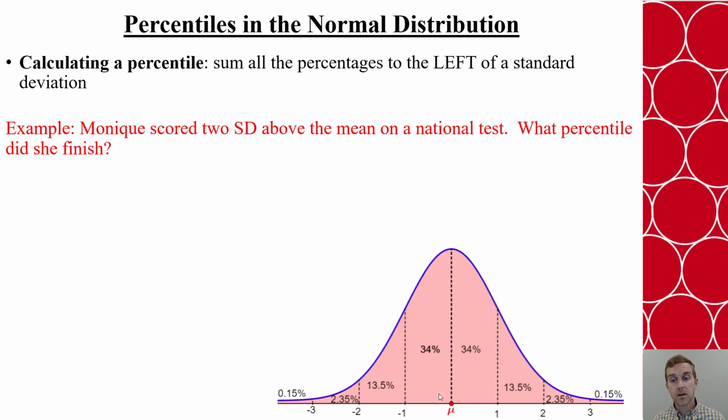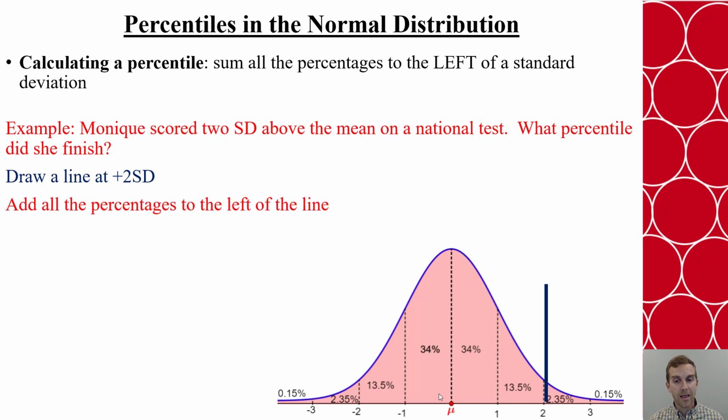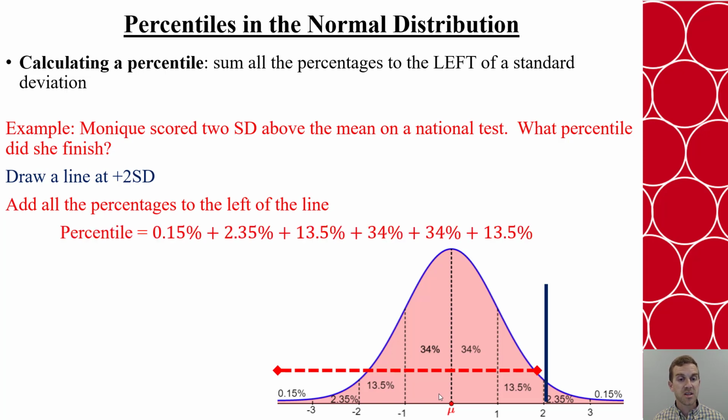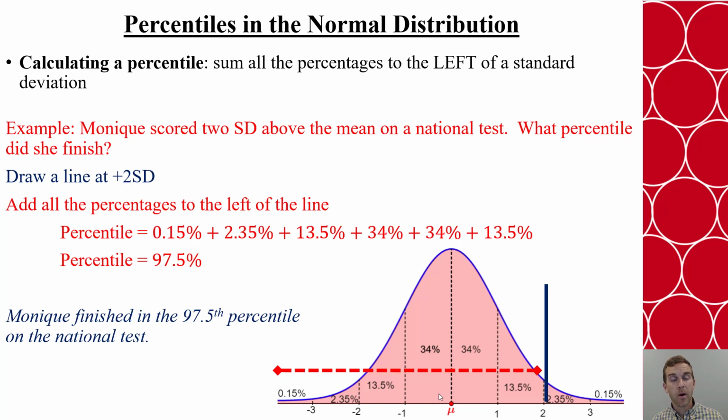Well, let's look at our bell curve with the percentages listed. We would draw a line at the positive 2 standard deviations. And then because we're looking at a percentile, it's everything at or below that line. So we're going to add up all of these values from left to right up until we hit our vertical line. That means we're adding 0.15%, 2 3500ths, 13.5, 34, 34, and another 13.5. If we add up all those values, we get to 97.5, which means that Monique finished in the 97.5th percentile on the national test. So being 2 standard deviations out means she's scoring higher than 97.5% of the population.